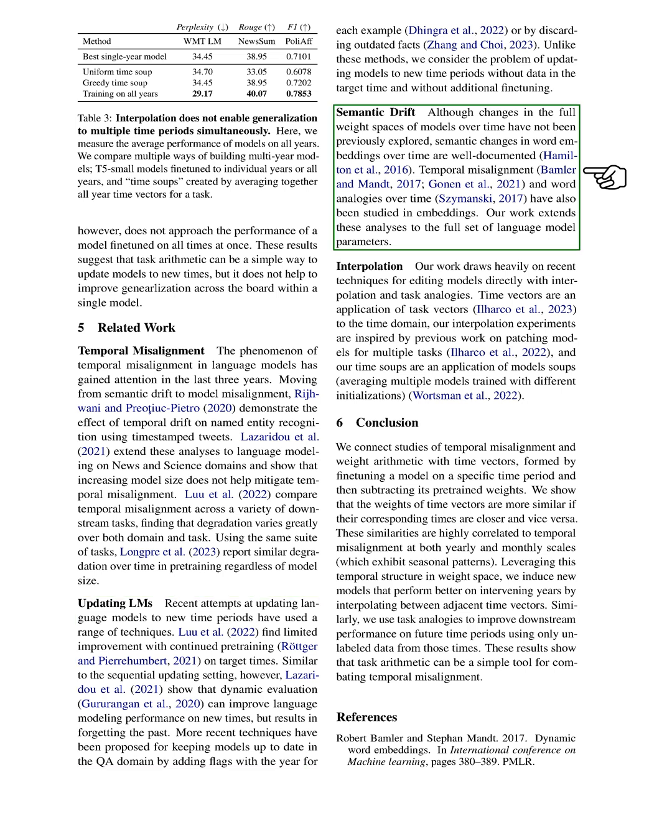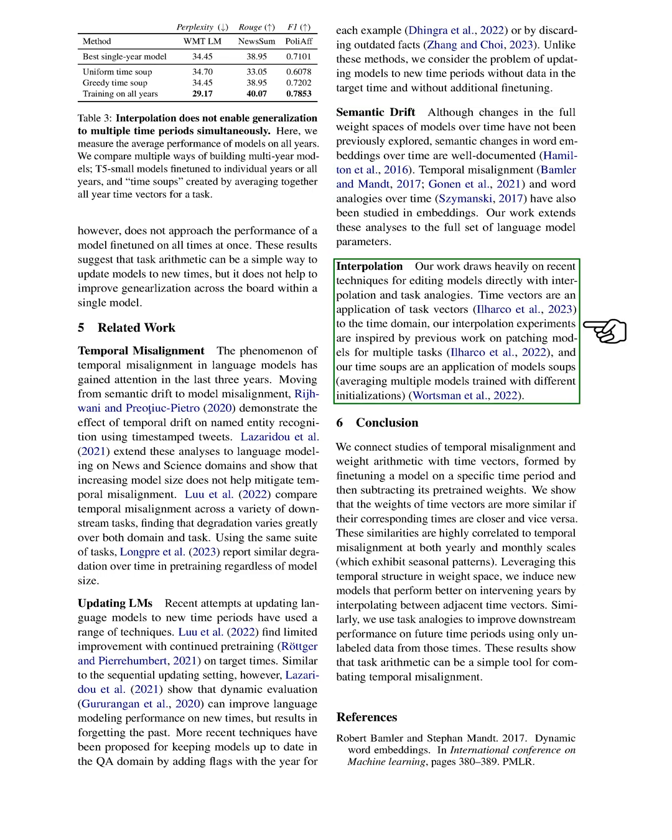The phenomenon of semantic drift, or changes in the meanings of words over time, is well documented. Our work extends these analyses to the full set of parameters in a language model. Our work is heavily influenced by recent techniques for editing models directly using interpolation and task analogies. We apply these techniques to the time domain, using time vectors and time soups to create models that can handle data from multiple time periods.